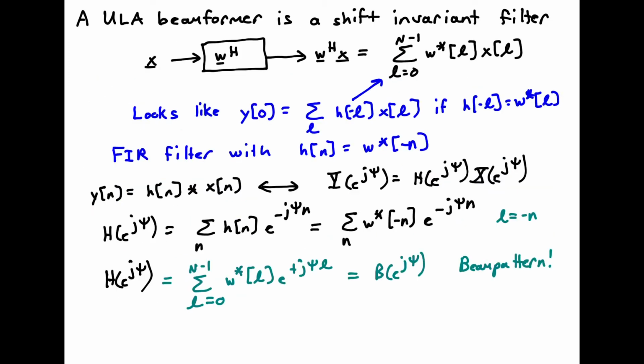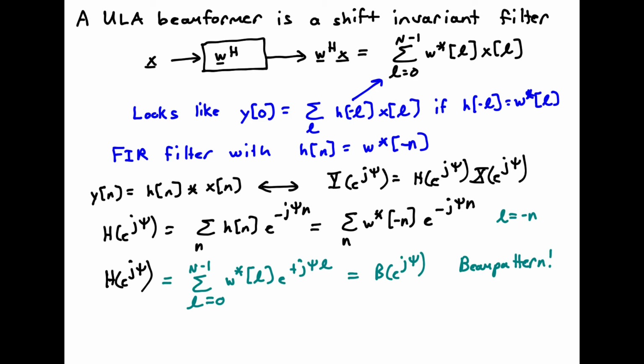Okay, so now we're going to try and use that analogy that we just refreshed our memories about and apply it to the ULA beamforming problem. So a ULA beamformer, instead of being a time invariant system, now because it's a spatial filter, it's a shift invariant system. And remember, it takes an input vector x, that's the measurements of the narrowband signal at the array, and applies a weight vector w and computes the output w Hermitian x. And we can write this as a summation, right? This is just the inner product of a weight vector and the input vector.